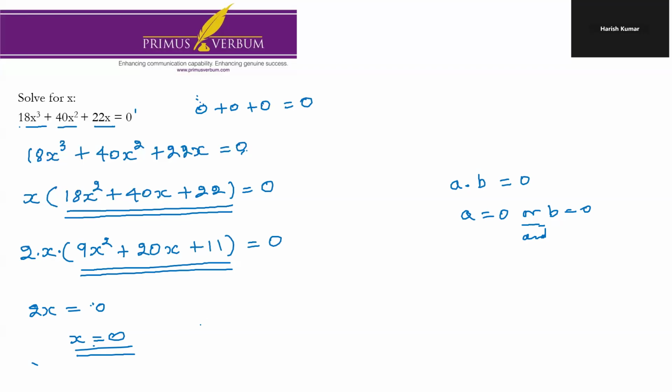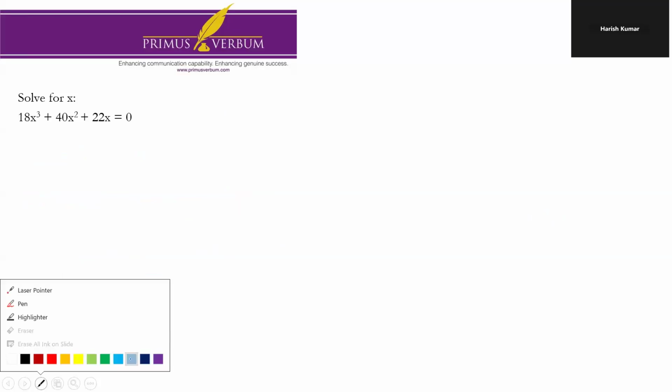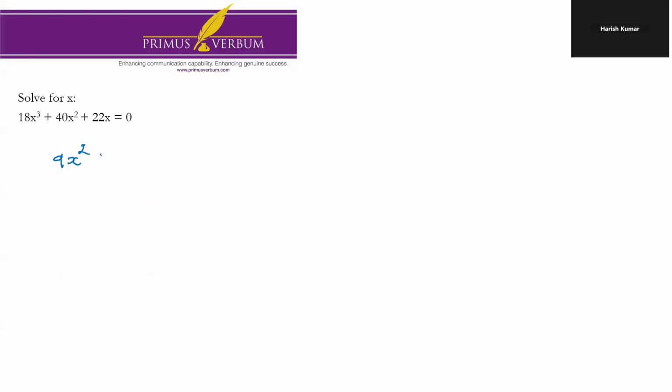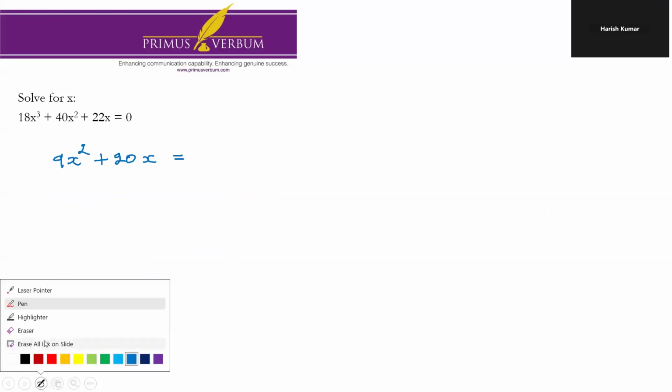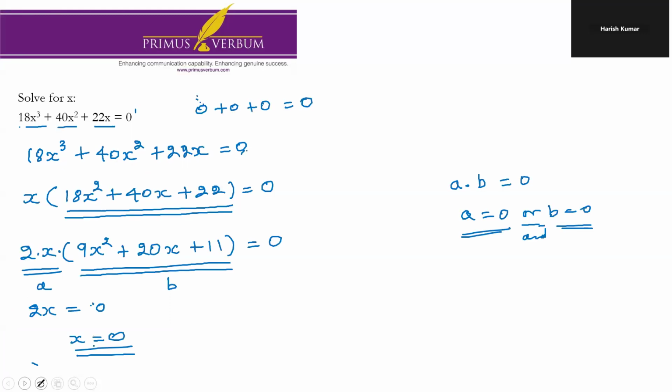Now, let's move on to the next part, that is the quadratic equation. So let's assume this is A. A is equal to 0, I have done. Now let's do B is equal to 0. This is B. So it's 9x squared plus 20x plus 11. It's the same equation: 9x squared plus 20x plus 11 is equal to 0. That's the value of B.